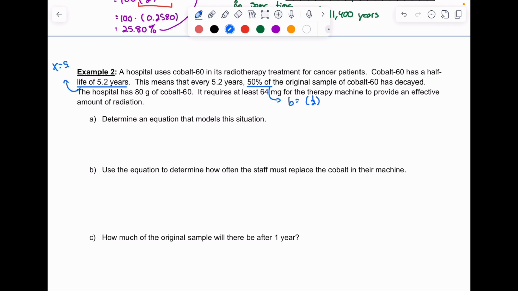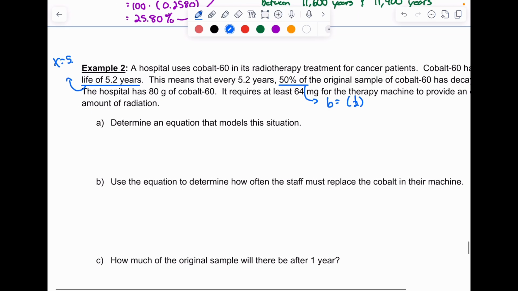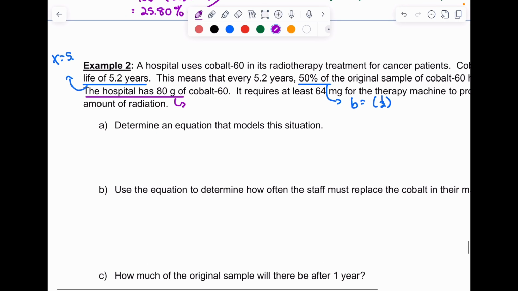The hospital has 80 grams of cobalt 60. It requires at least 64 milligrams for the therapy machine to provide an effective amount of radiation. Determine an equation that models this situation. Okay, so the hospital has this amount, so this is your initial amount. That's that whole P of 0, right?